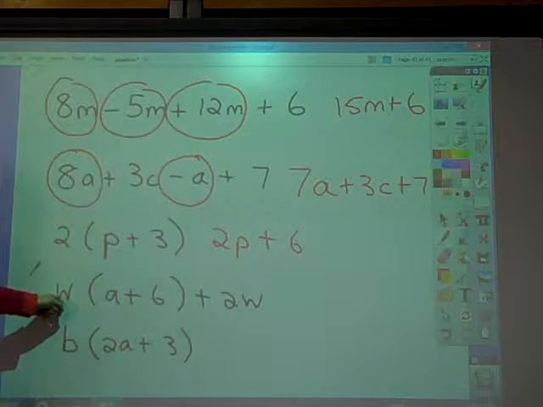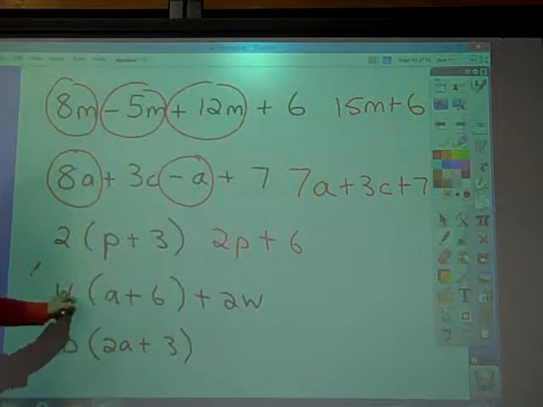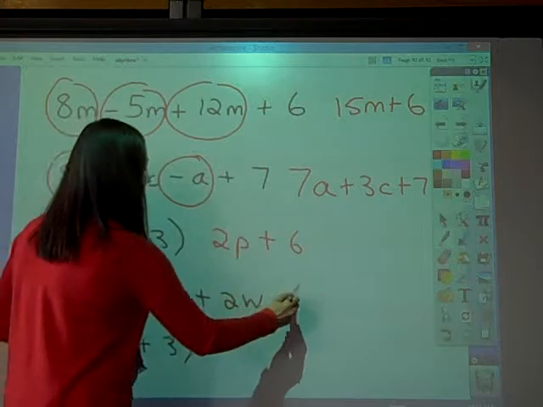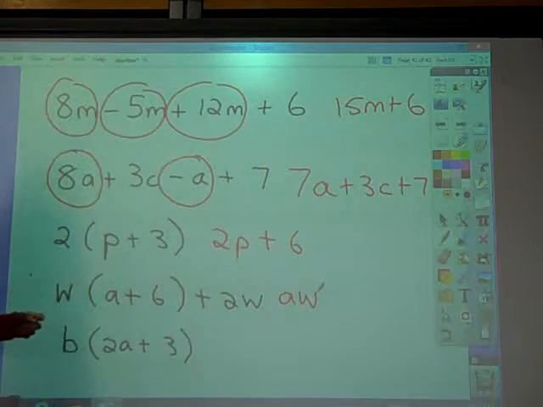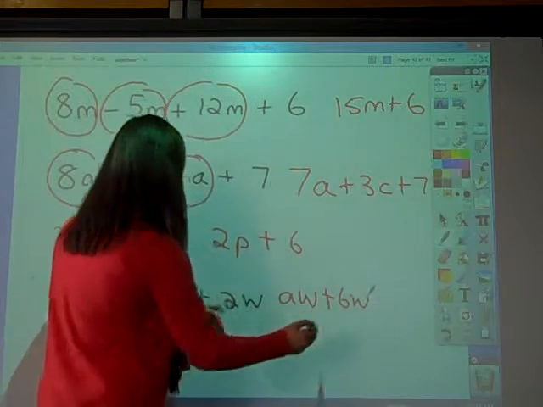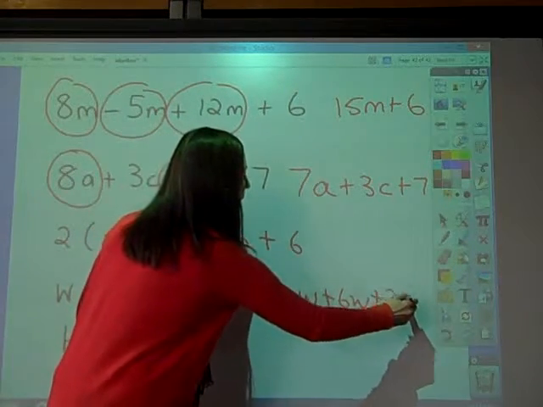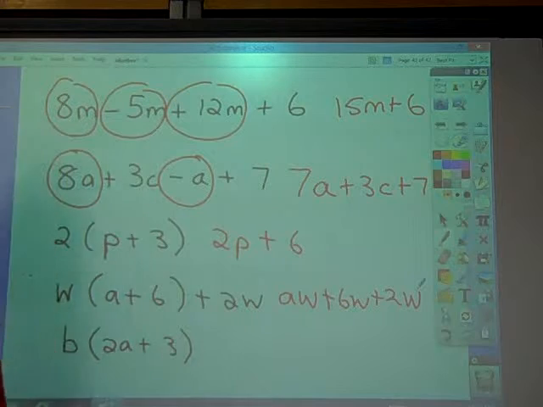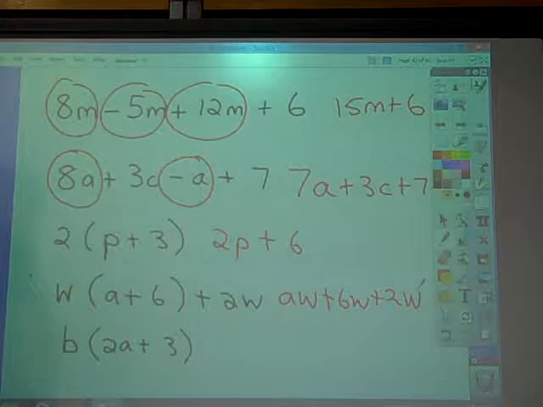I multiply everything outside the bracket by everything inside the bracket. So W times A gives me AW, or WA, it doesn't matter which order you write the letters. Then W times 6 gives me 6W. Now I have this plus 2W on the end. Now, have I got any like terms there, guys? No. Yes.